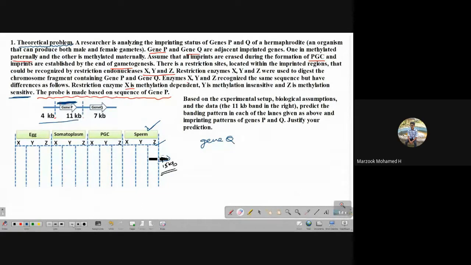Sir, I have another doubt. Gene P and gene Q don't have anything to do with sperm or egg. I said they are methylated. One of them is maternally imprinted, one is paternally imprinted. These two genes are present in either case, sperm or egg. Yes. All you need to remember is that in egg it is N. Somatoplasm is diploid, primordial germ cells are diploid. In sperm, it is haploid.